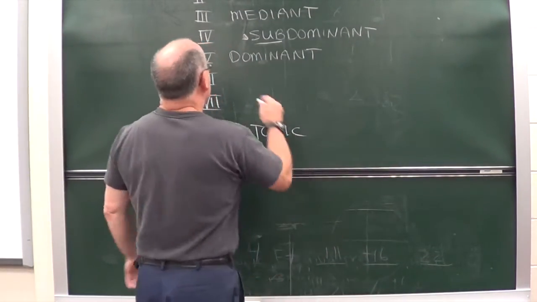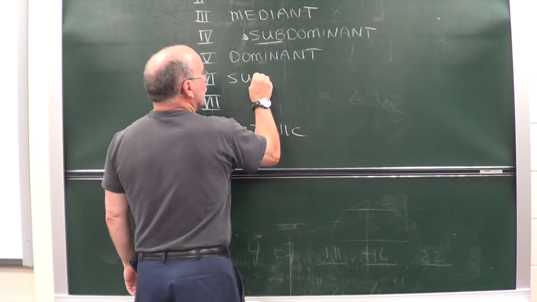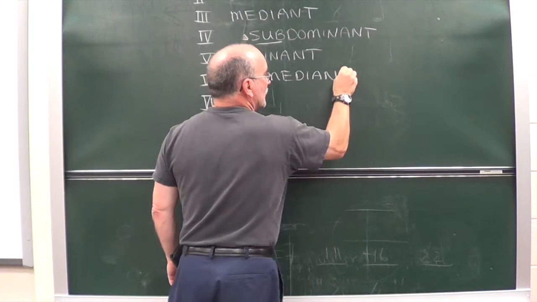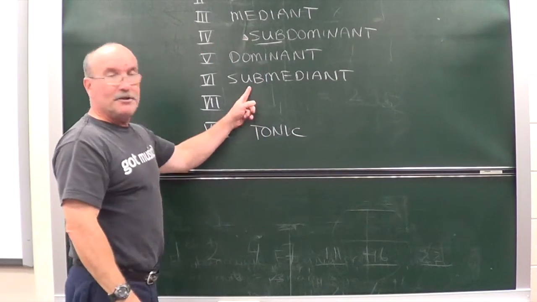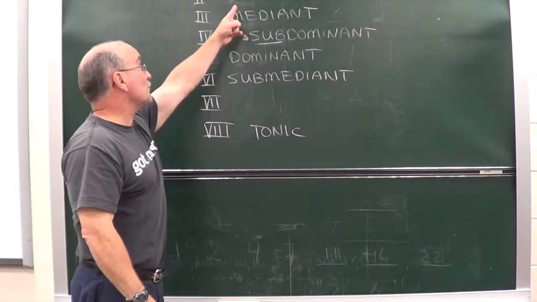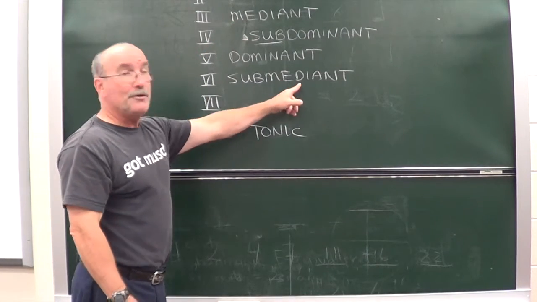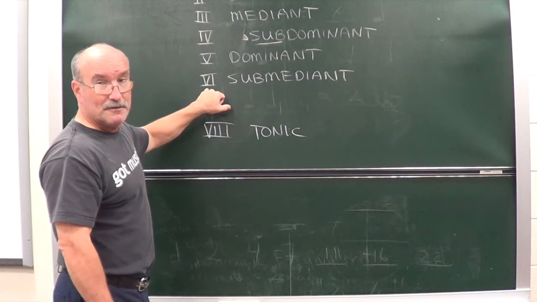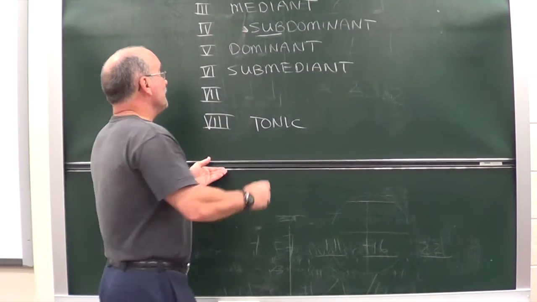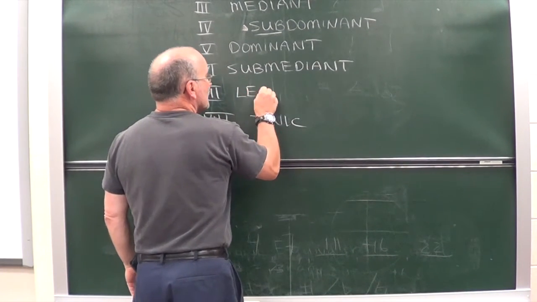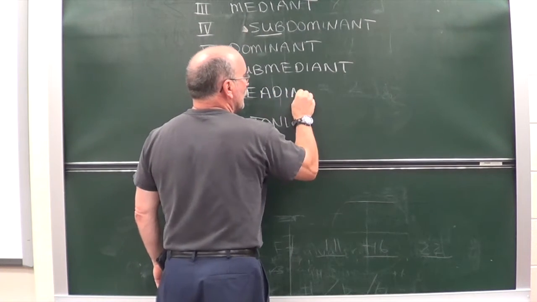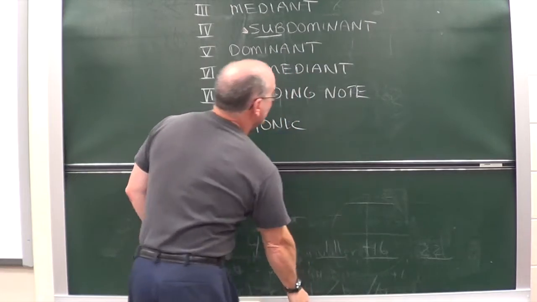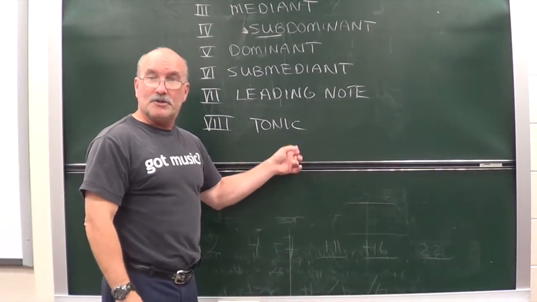Dominant is 5. And therefore, you should be able to then conclude that submediant means under 3. Mediant is 3, so under 3. 1, 2, 3. Submediant is the 6th degree. And then finally, the 7th is known as the leading note because it leads to the tonic.